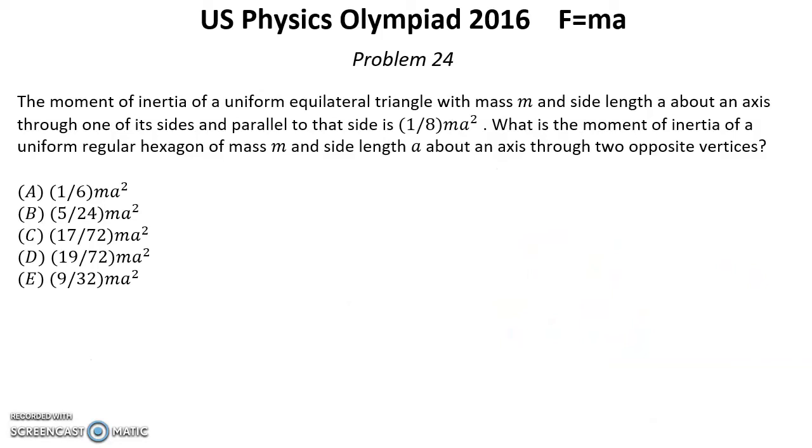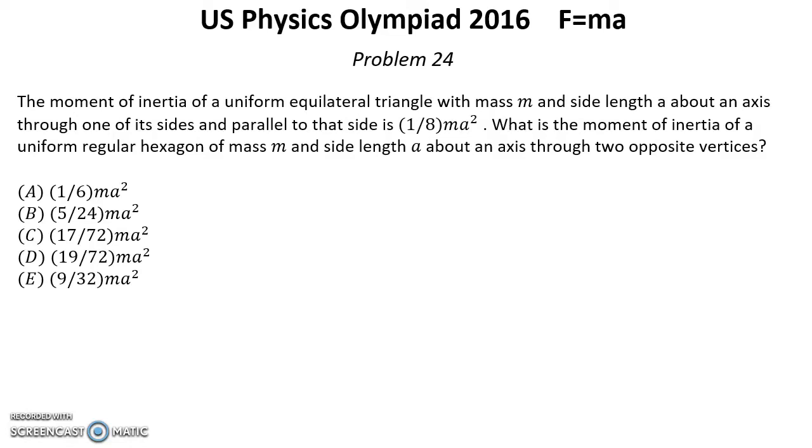Problem number 24. The moment of inertia of a uniform equilateral triangle with mass m and side length a about an axis through one of its sides and parallel to that side is 1 over 8 m a squared. What is the moment of inertia of a uniform regular hexagon of mass m and side length a about an axis through two opposite vertices?